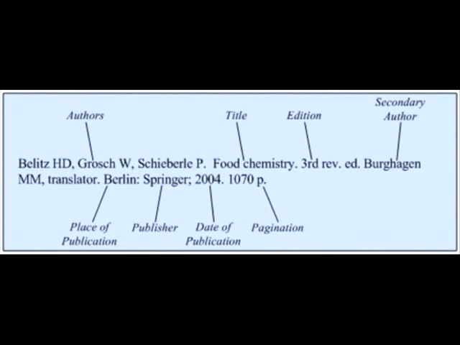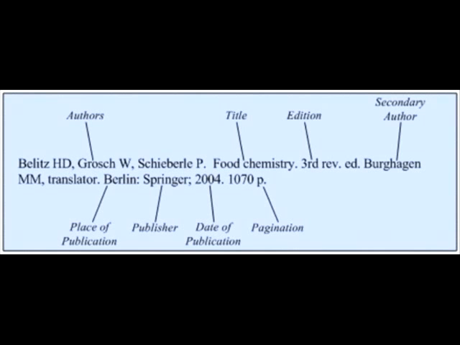Another one with additions. The author name has two initials, and there is a missing dot between the initials, but it must be put. Surname, comma, space, H dot D dot, comma, space, second surname, comma, space, W dot, comma, and the last author, comma, space, P, then write the date.